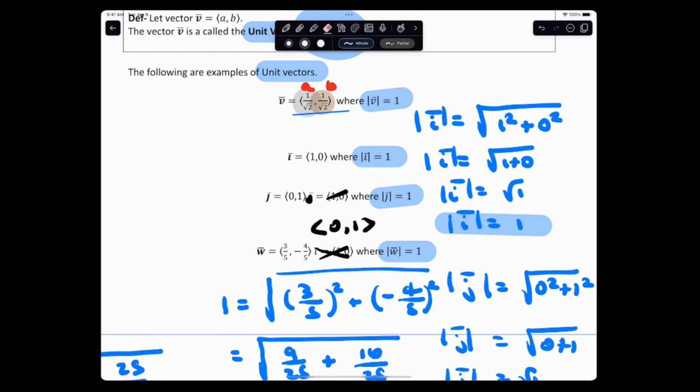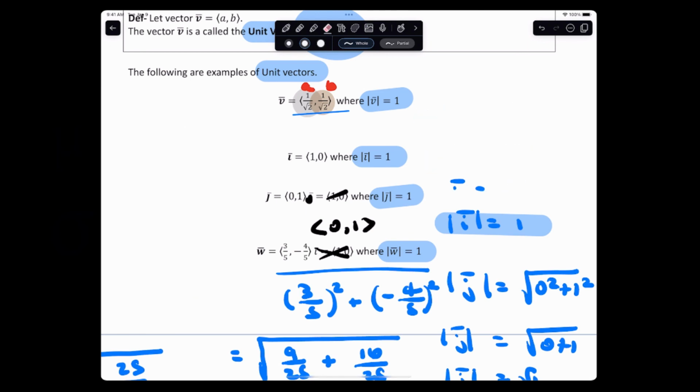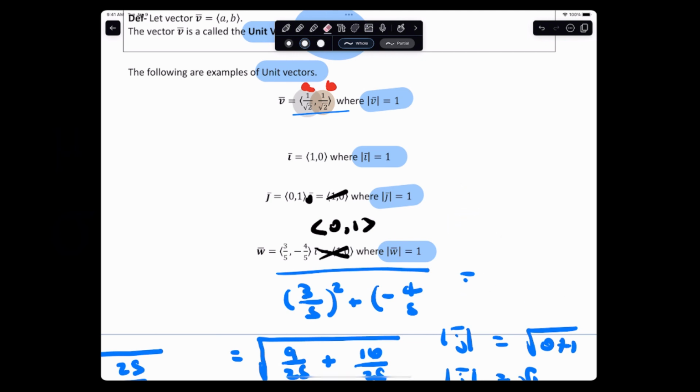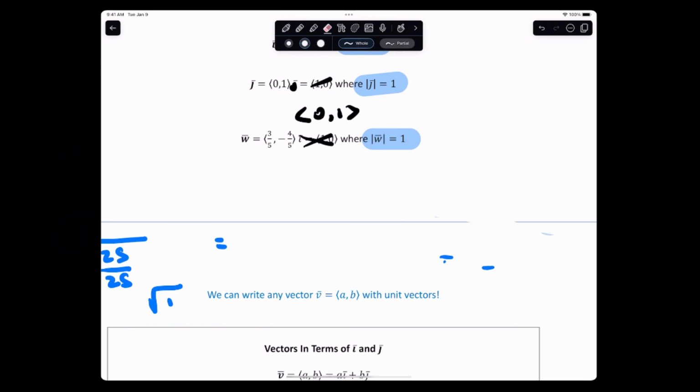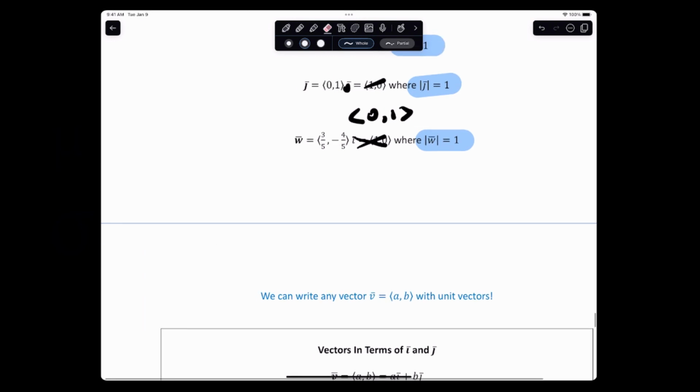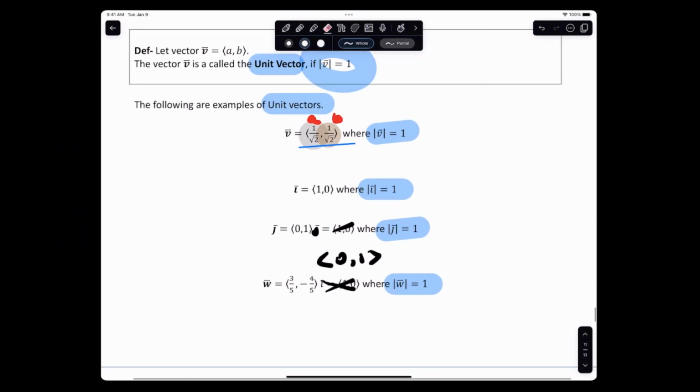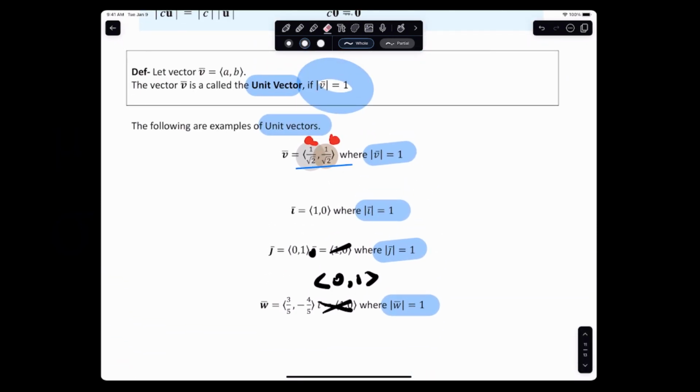So this is what I want to share with people, these examples: anytime you have a vector whose length is 1, we call that a unit vector. Some typos. Okay, so these unit vectors are very, very important for us.